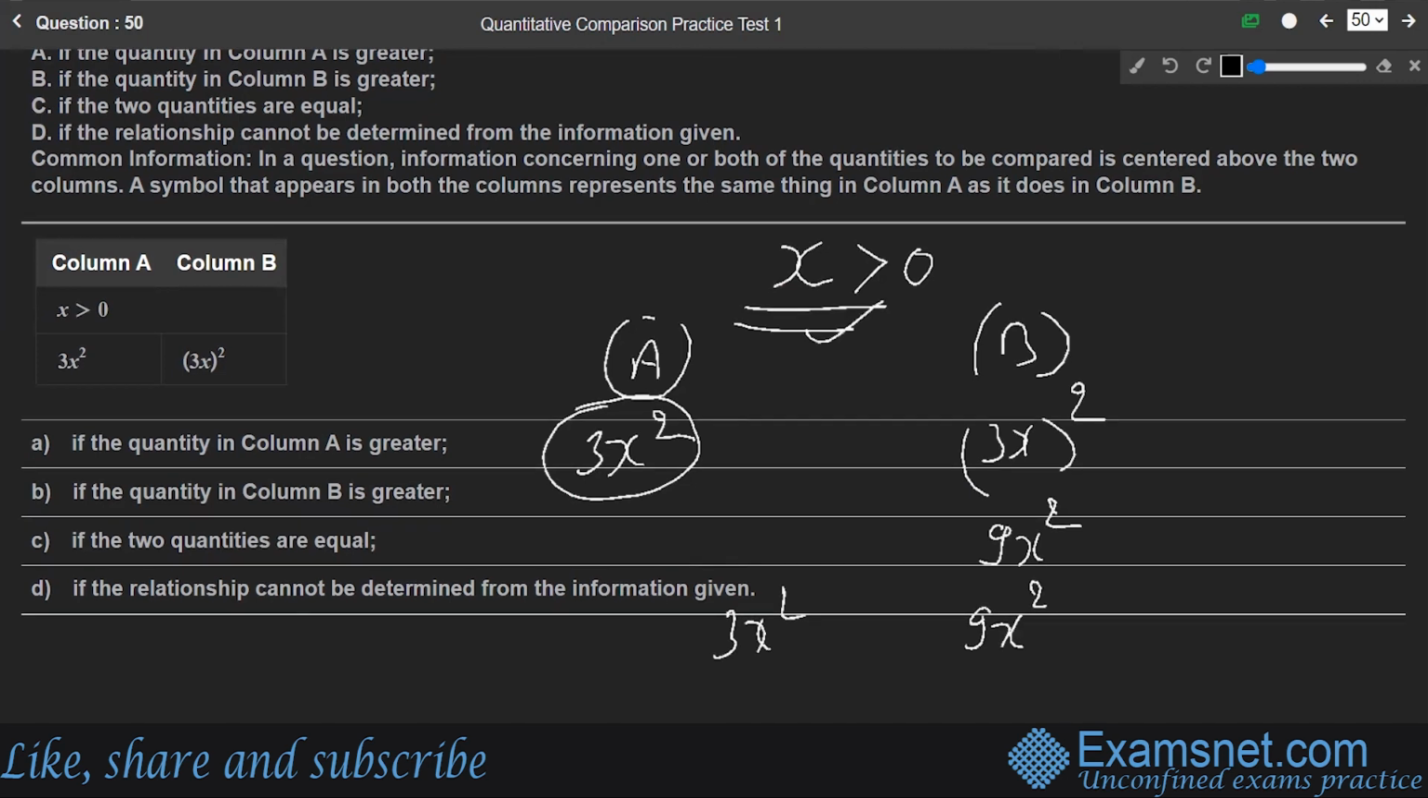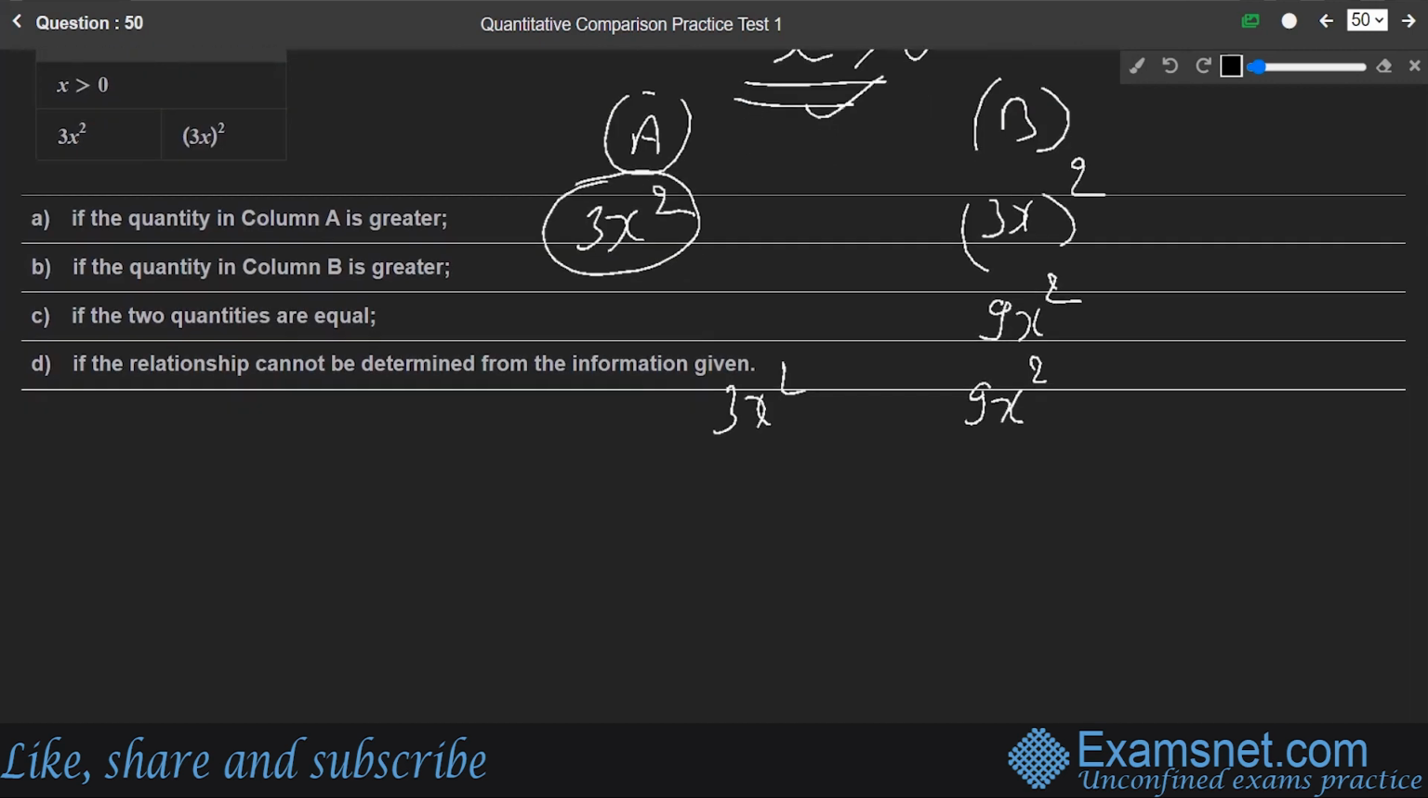As they said, x is greater than 0. That means x square is positive. Even if x had been less than 0, x square would have been positive, because the square of a negative number is also a positive number. So anyhow, in x square we are getting a positive number. A single positive number is getting multiplied by 3, and the same positive number is getting multiplied by 9. So obviously, which will be higher? The value that is getting multiplied by 9 will be higher than the value getting multiplied by 3. So clearly the value of column B will be higher.